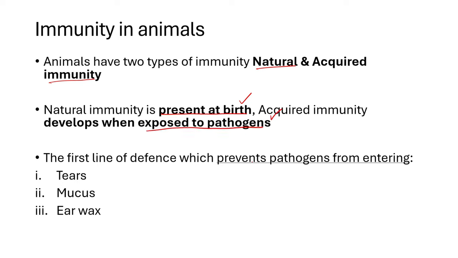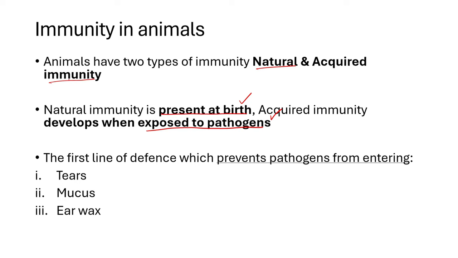Acquired immunity develops only when you are exposed to pathogens. So the moment you are exposed to pathogens, let us say some bacteria or some viruses enter your body, what immunity is active in your body? It is known as acquired immunity. Acquired immunity develops only when pathogens have entered into you. But natural immunity is the one that is present at birth.